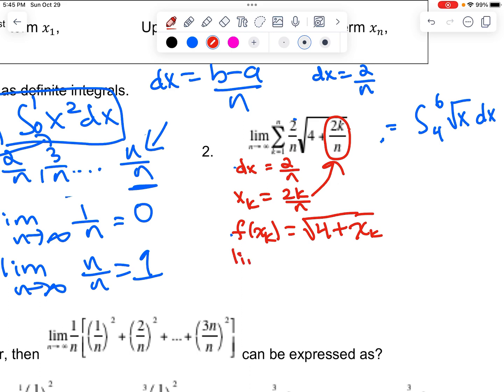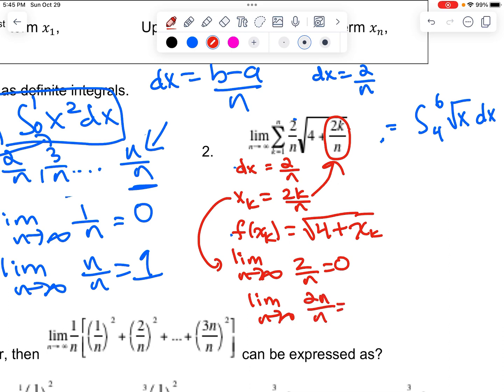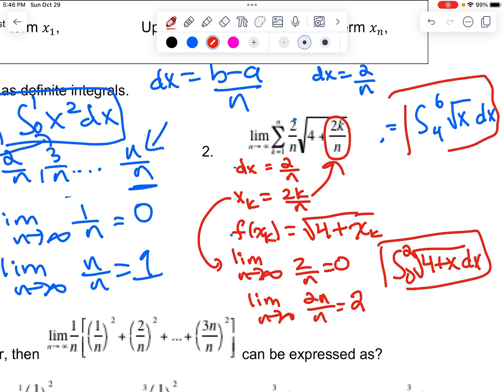But then when I do my bounds, here's my x sub k. My first x coordinate is going to be plug in 1 for k, so this limit is 0. And then plug in n for k, so this limit is 2. So notice here, I get this. These graphs are the same graphs, but you're looking at a different interval.